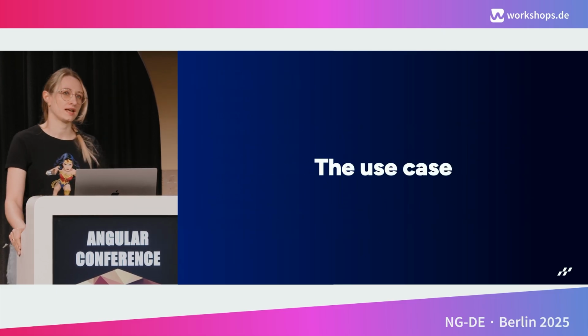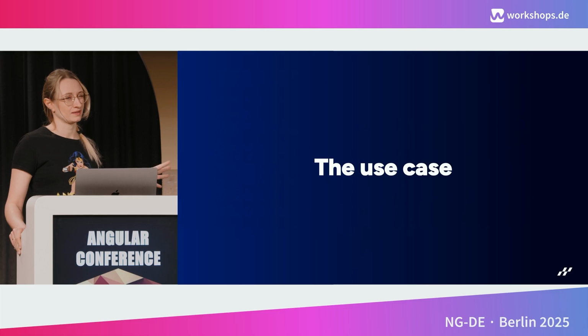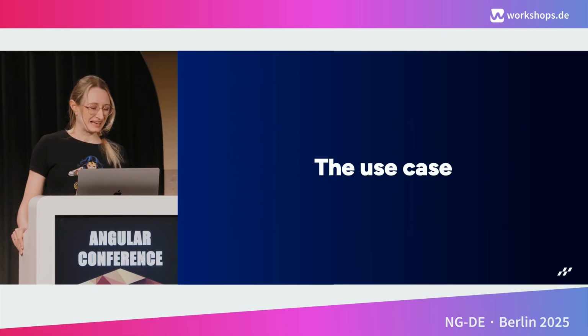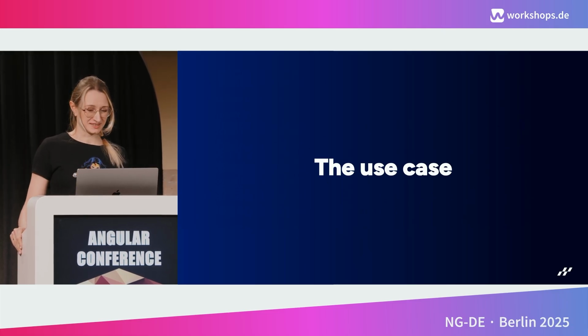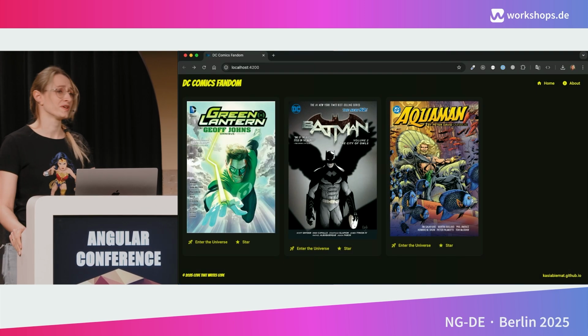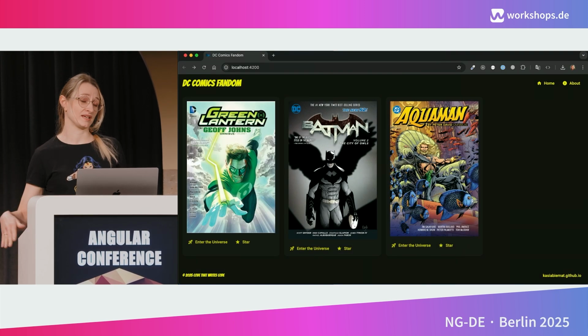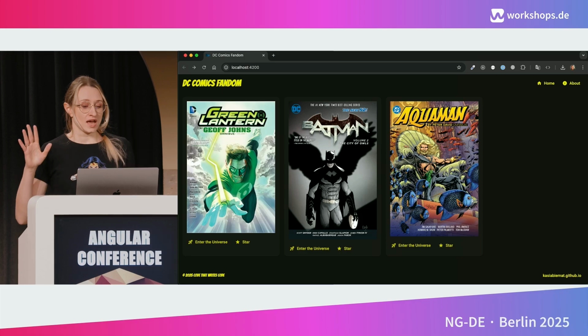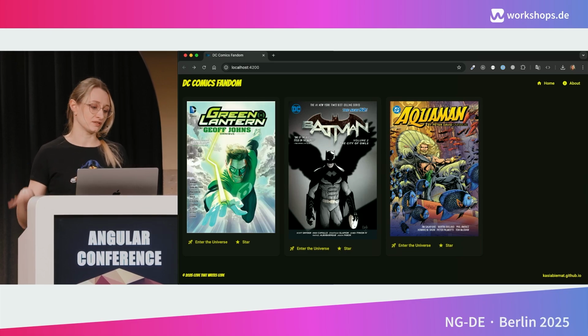Because I like learning by doing, let's jump into the use case that I want to show you today. We are building a DC comic fandom. Every superhero is going to have his own space. So the Green Lantern has his own fandom, the Batman, the Aquaman, and so on and so on. And we have this one landing page where all of these superheroes live.